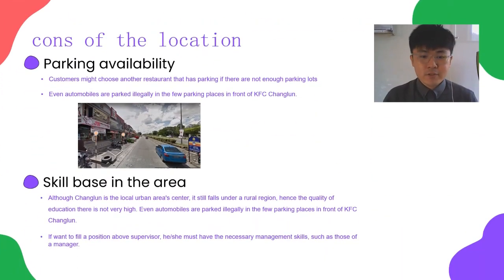There are also some cons of this location, which are parking availability and being based in a rural area. There's a risk of losing business because customers might choose another restaurant or store that has parking. The second con is being based in the area. Although Changwon is the local urban area center, it still falls under a rural region, so the quality of education there is not very high. Waiters are easy to recruit, but it is hard to fill positions above supervisor that must have the necessary management skills such as those of a manager.